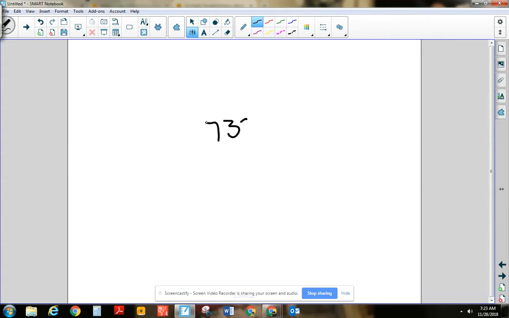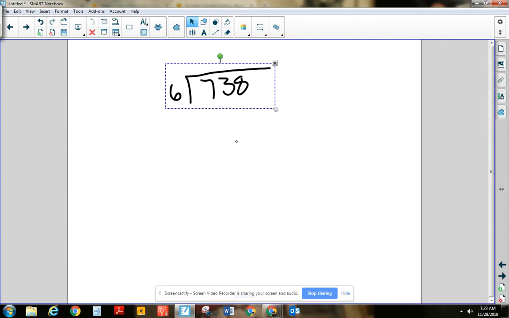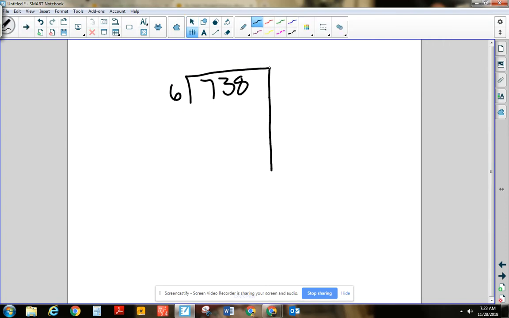738 divided by 6. Now, right away, I know that we're not great with our 6's, so I know that I'm going to really need to slow down. It's important that you have enough room on your notebook or your pink piece of paper to really solve these problems step by step. You don't want to cram your space. How many 6's fit into 738? Well, I can start off with 100, because I can take 600 away. Make sure that you're accurate with your subtraction. Make sure your place value is lined up.